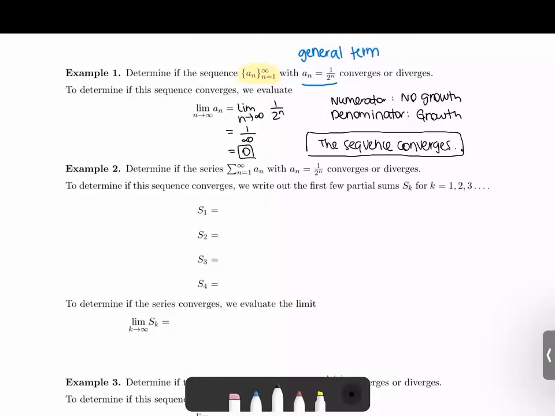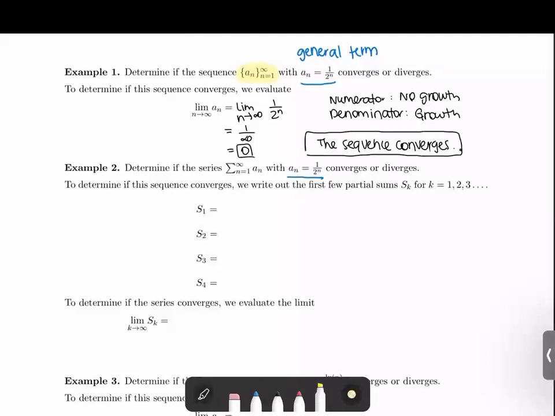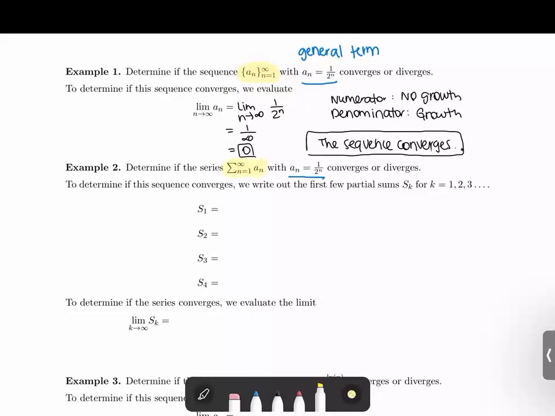However, when we look at series, so for example 2, we're looking at a series with the same general term. So you can see that this general term is the same. And again, this summation, uppercase Greek sigma, is just our normal notation for series. And when you see a sigma, you think summation. So to determine if this series converges, we need to find the partial sums. So the first partial sum is just plugging in and adding up to k equals 1. So that means that we're just adding up 1 over 2 to the 1, which is just 1/2. There's no other things to add because there's only one term in our summation.